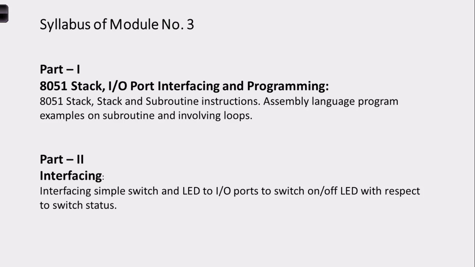Part 2 is a simple interfacing program. Here we are taking one problem definition: a simple switch and an LED connected to the IO port, to switch the LED on and off with respect to the switch status. So how can we control the LED with the switch, and how do we write the program for it? That we will look at in interfacing programming, which is our part 2.